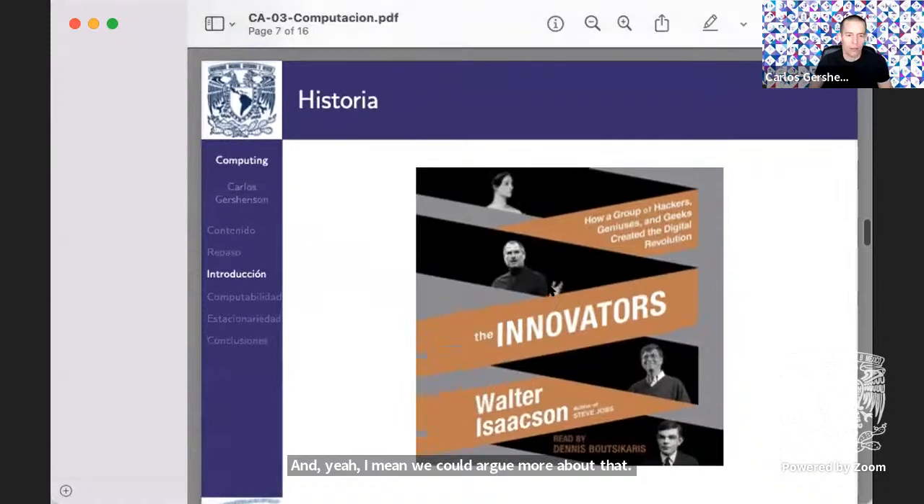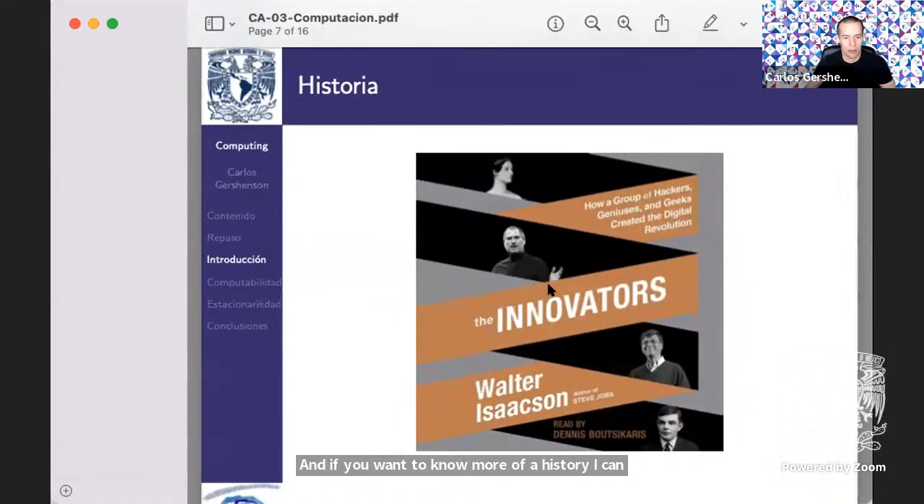And if you want to know more about history, I can recommend this book by Walter Isaacson, The Innovator. He tells the story about many people who were involved in the information revolution, from Ada Lovelace, Vannevar Bush, Alan Turing, Claude Shannon, Bill Gates, Steve Jobs, and many others. So it has many, many interesting anecdotes and stories, and it's interesting how many of these are related and entwined.